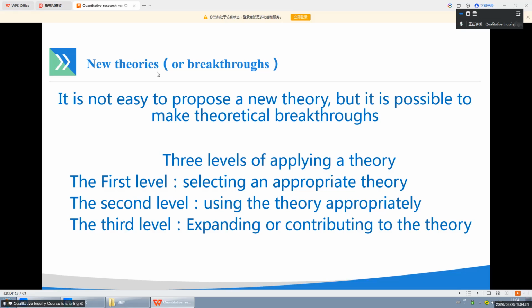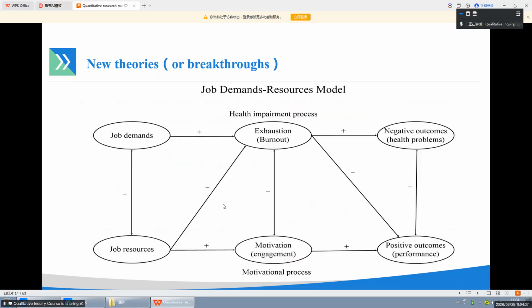Because this is an important part, I use several examples to illustrate how to use a theory and how to contribute to the theory. First of all, I give you this example. This is a theory. Anyone heard of this theory? Job demands-resources model, job demands-resources theory. This is a very influential theory. No one has heard of this theory? No, I'm kidding. It's really influential.